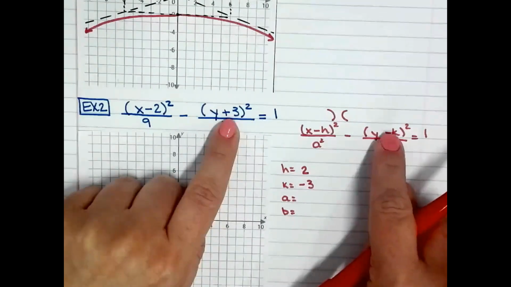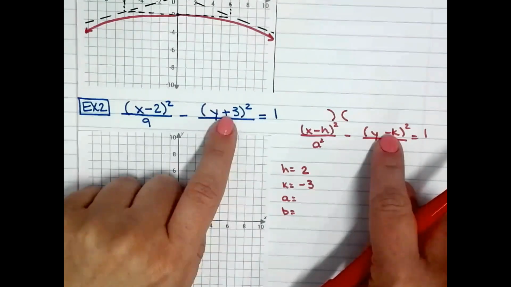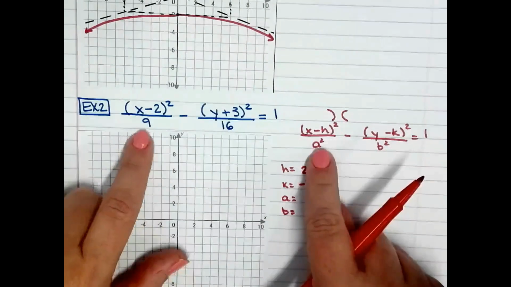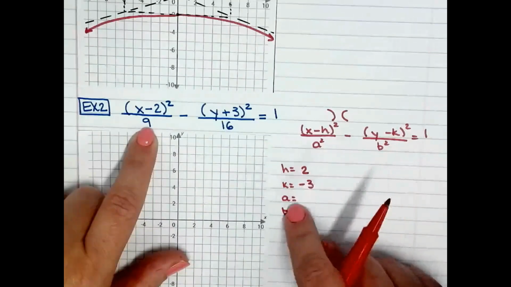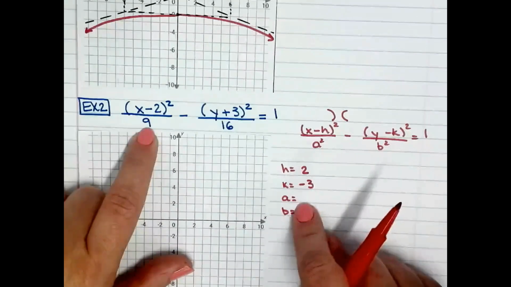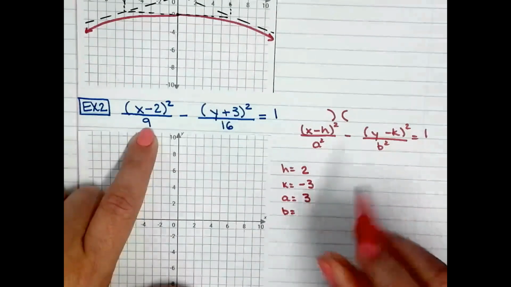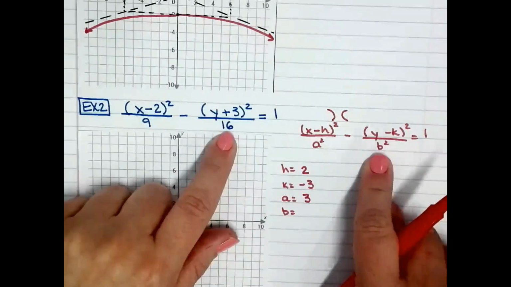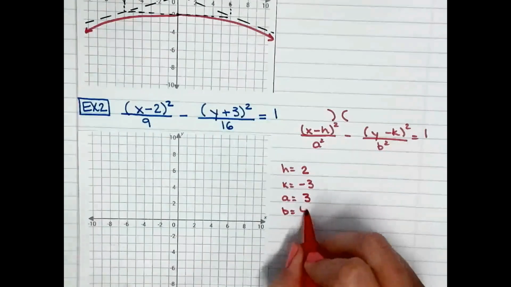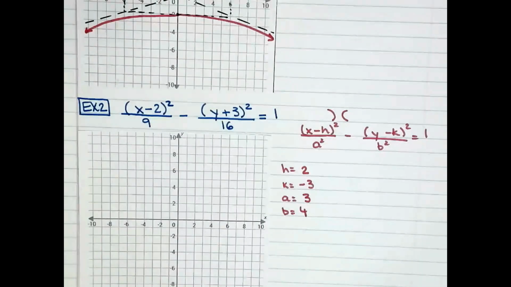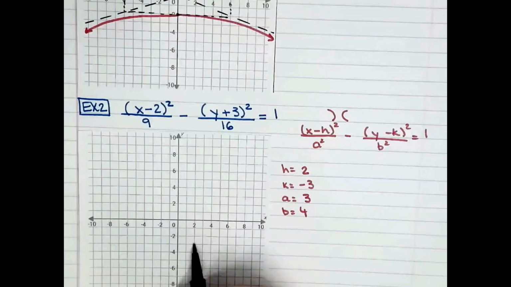It's -3 because the negative right there belongs to the formula, and 2 negatives make a positive. So A is the number right there in front of X. So A squared is 9, so A is 3. So you square root it. B squared is 16, square root it, you get 4. So the center is right there at 2, -3.